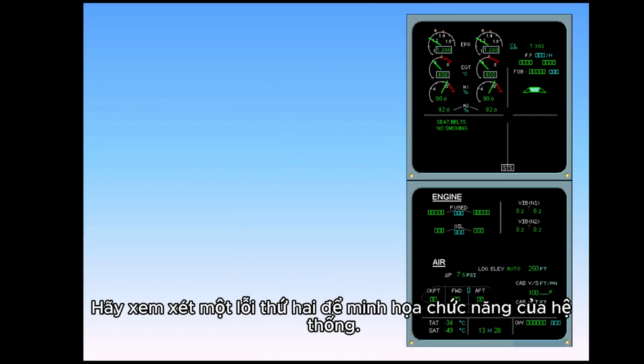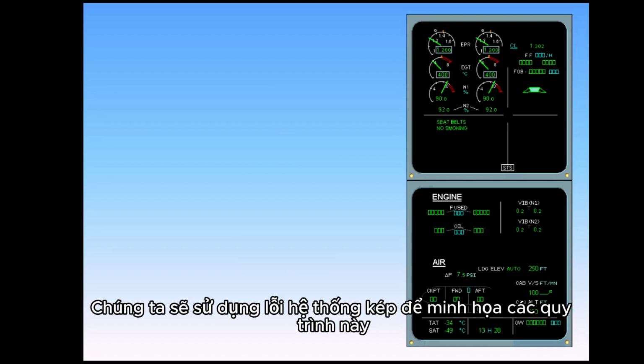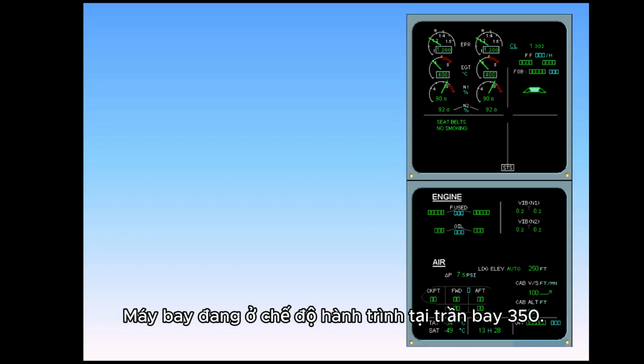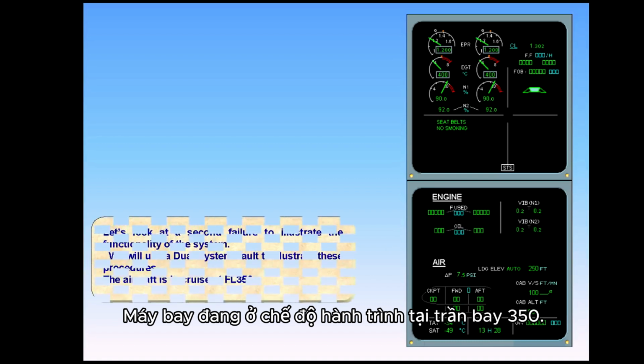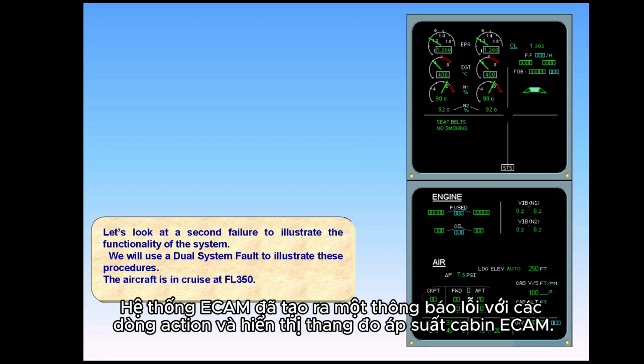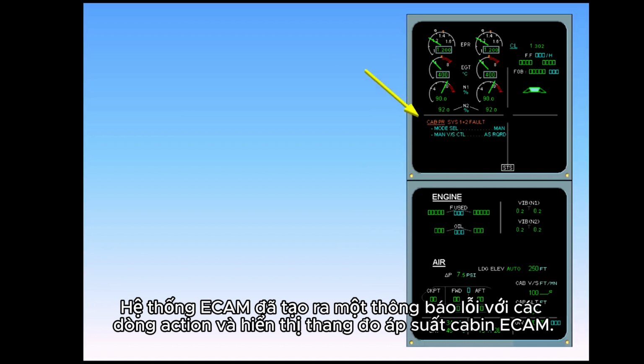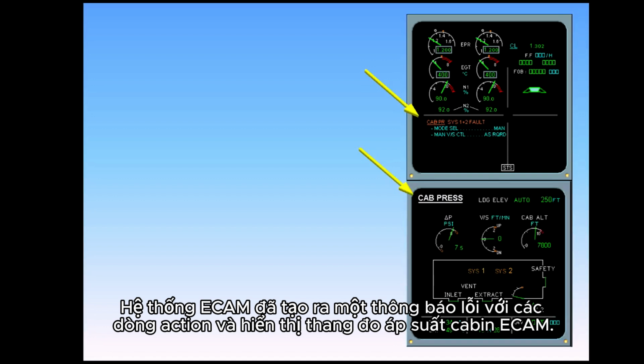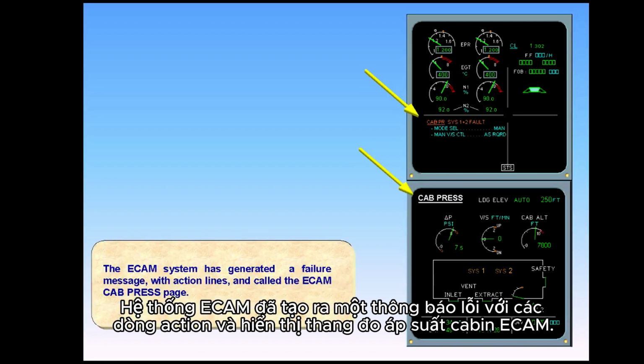Let's look at a second failure to illustrate the functionality of the system. We will use a dual system fault to illustrate these procedures. The aircraft is in cruise at flight level 350. The ECAM system has generated a failure message with action lines and called the ECAM cabin pressure gauge.